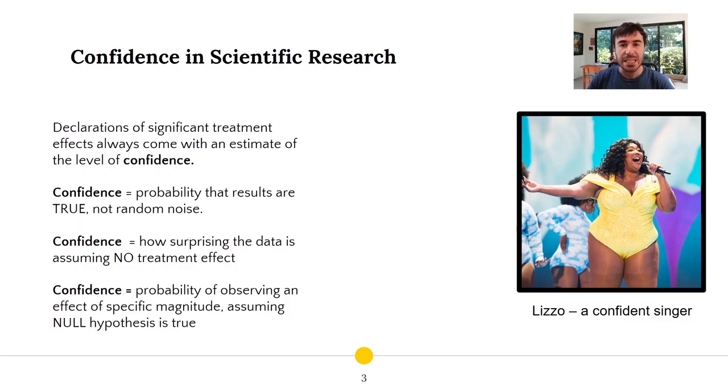Scientific confidence is very different than the kind of confidence that Lizzo sings about in her songs. Hey, Lizzo. Sorry, no offense.